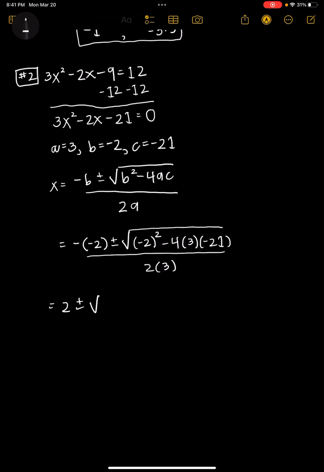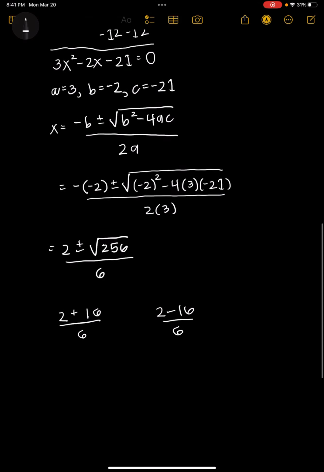Now I can plug this in. I've got negative 2 squared minus 4 times 3 times negative 21, which gives me 256, all over 2 times 3, which is 6. So the square root of 256 is 16. I can plug that into a calculator, which means that my two equations would be 2 plus 16 over 6, and then 2 minus 16 over 6.